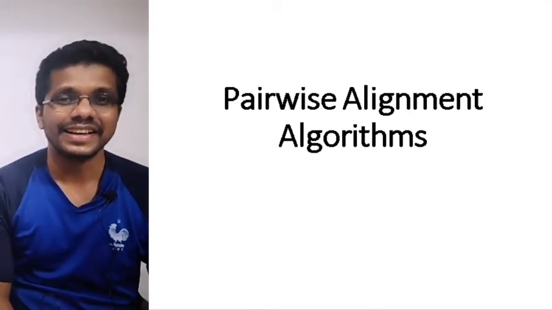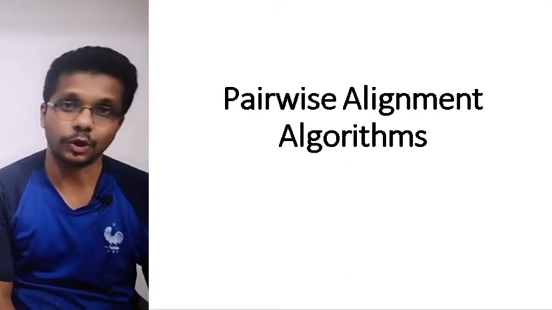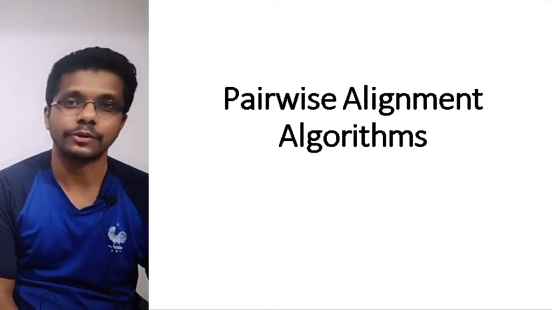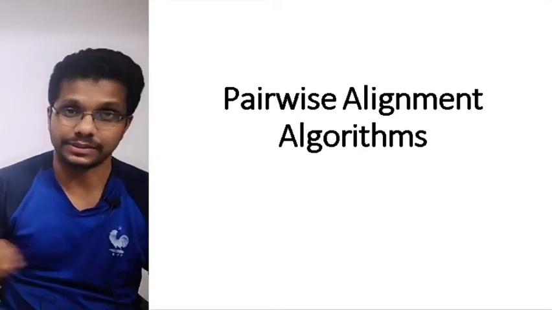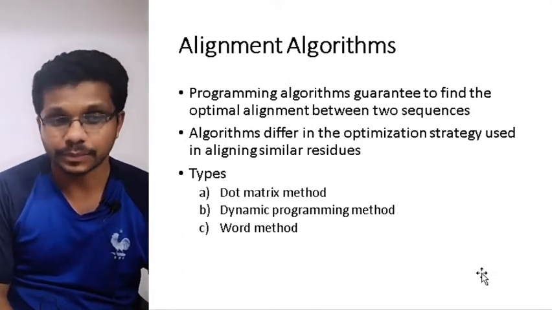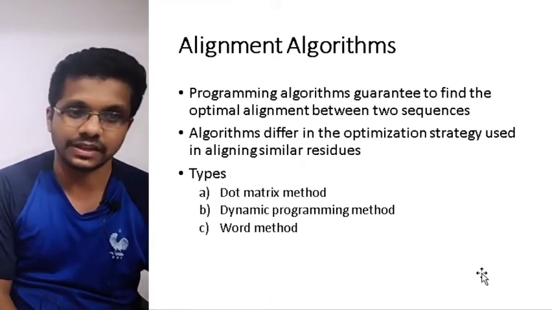Hi. In bioinformatics, pairwise alignment algorithms are used to find global and local alignment between different sequences. In this video, I am going to talk about alignment algorithms. Alignment algorithms are computer programs that guarantee to find the optimal alignment between two different sequences.